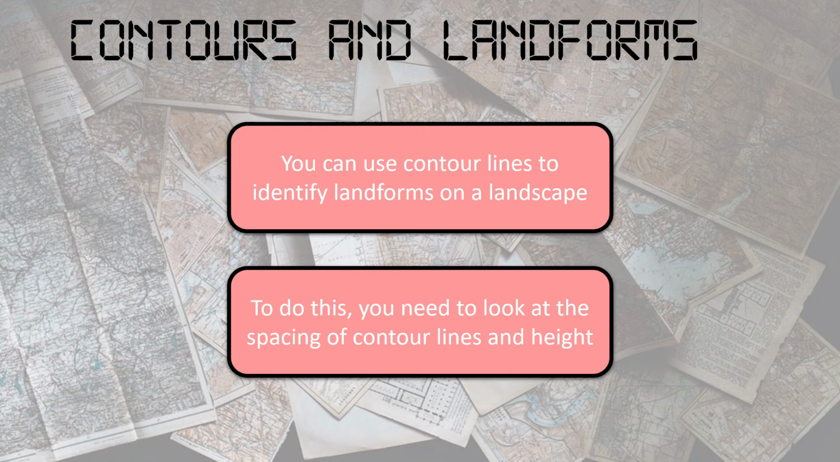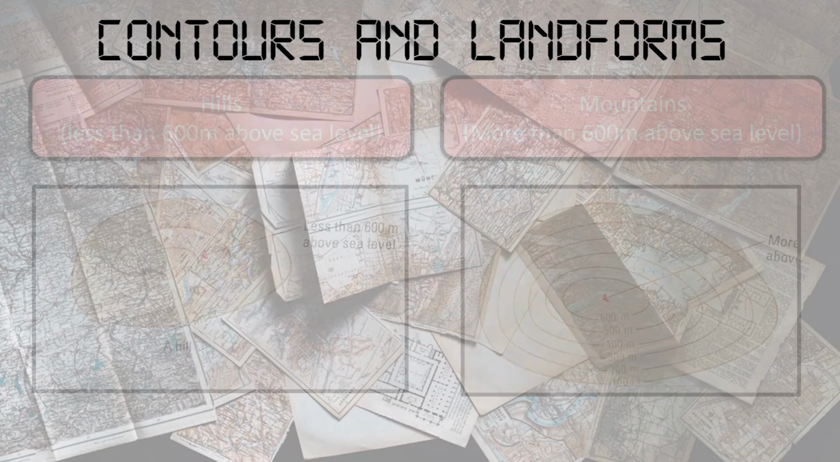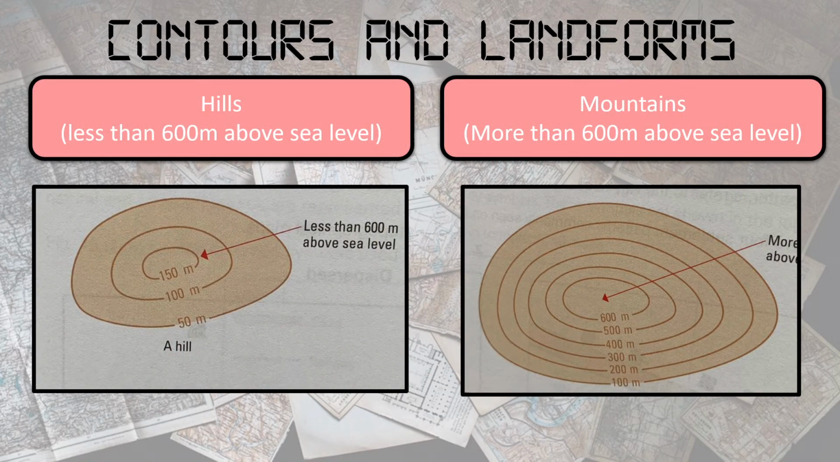So contour lines and landforms. You can use contour lines to identify landforms on a landscape. To do this, you need to look at the spacing of the contour lines and the height of the contour lines. Let's take a look at these two pictures here. As we can see from the picture on the left, the highest point of this landform is 150 meters. Because it is less than 600 meters, it is actually a hill. If we take a look at the picture on the right, the highest peak here is 600 meters, and for something to be called a mountain, it must be 600 meters above sea level.